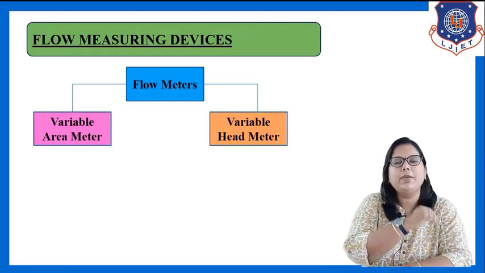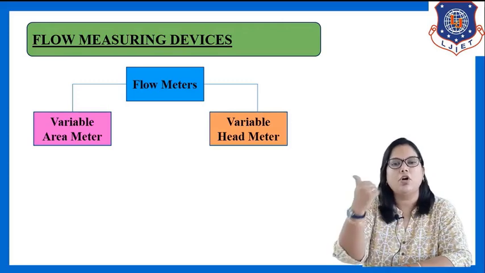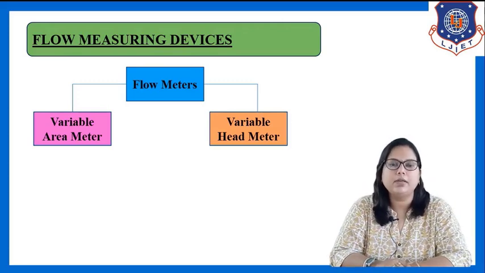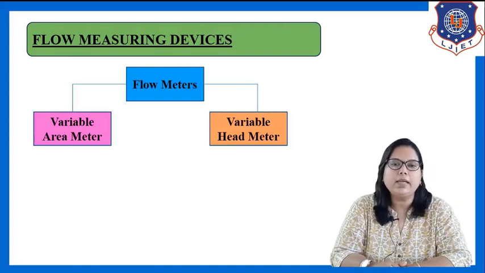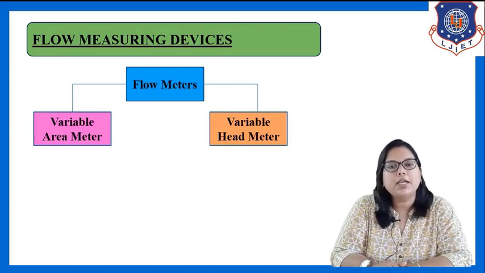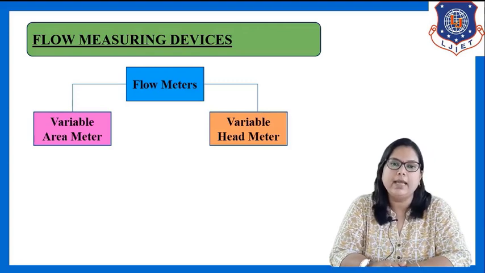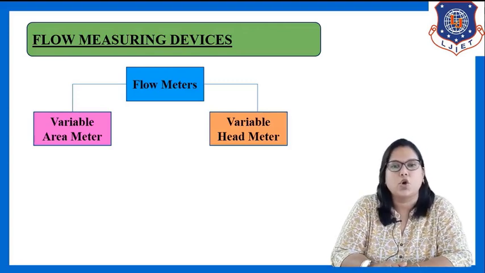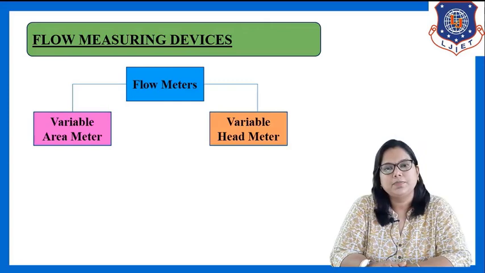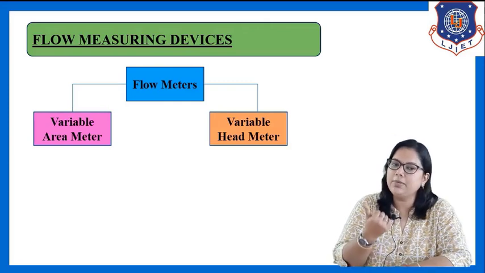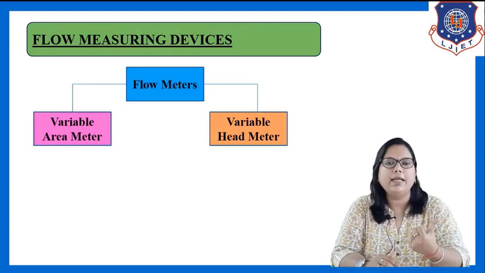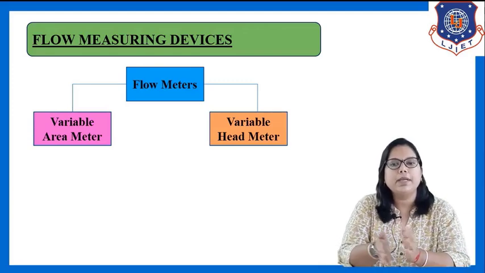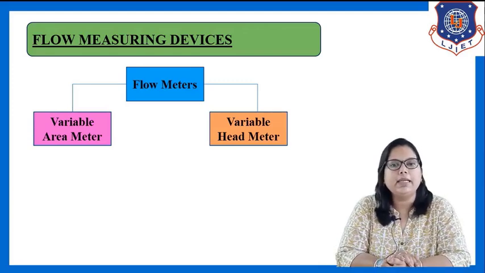While in a variable head meter, opposite to the variable area meter, the pressure head is going to vary and the area remains constant. Clear? In variable area meter, area varies and pressure head remains constant, while in variable head meter, pressure head varies and area remains constant.